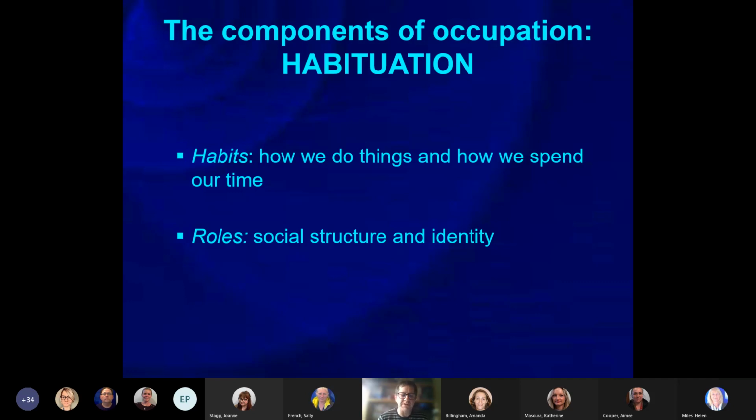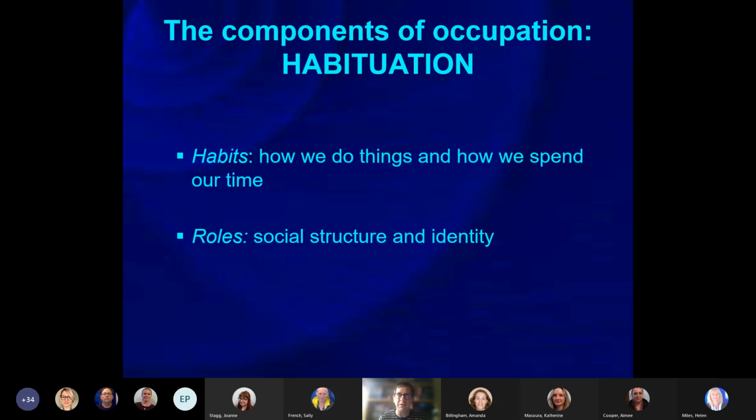So the second part of habituation is our roles. Habits structure time. Roles provide social structure and identity. When we adopt a role, we need to adopt the associated attributes and behaviours that go with the role. So roles carry expectations, and obviously the most tangible evidence of that is a job description, a list of expectations about what's involved in this role.